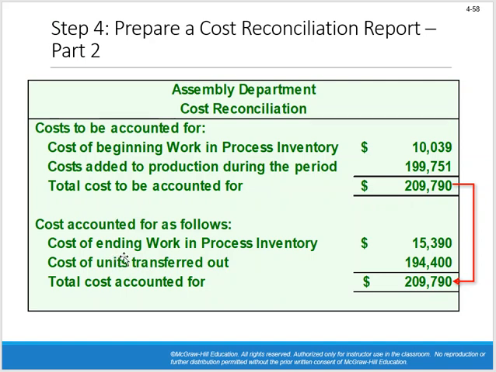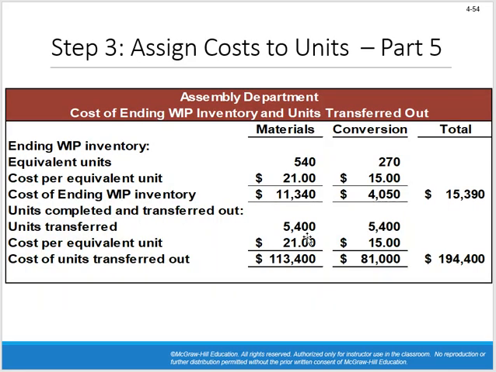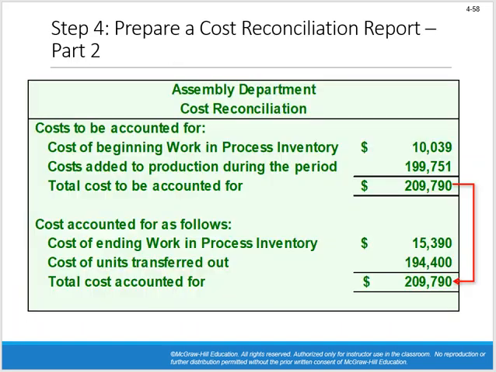So we just applied 15,390 is our ending WIP, and the cost of our units transferred out is 194,400. And those are numbers that we just computed in step 3. 15,390, 194,400. And so we see that those numbers reconcile, they balance, which tells us we've done something right. So we always want to reconcile and make sure all of our dollars are accounted for. So that's our 4 steps.